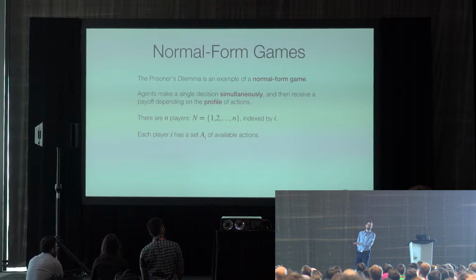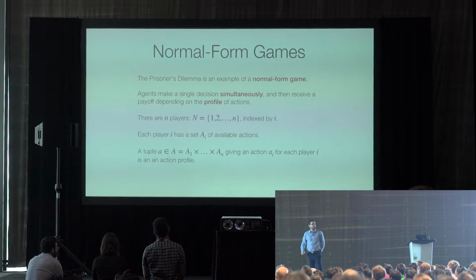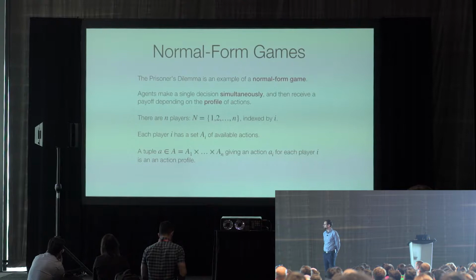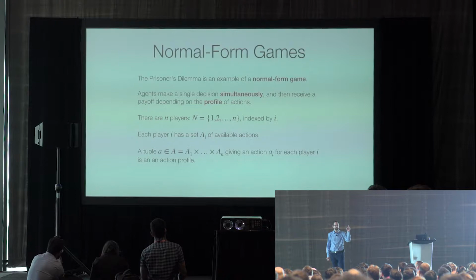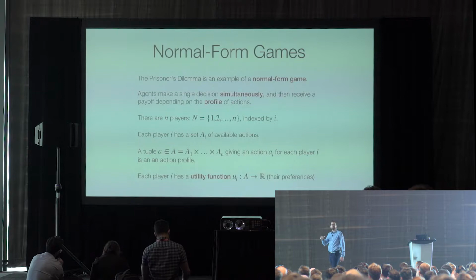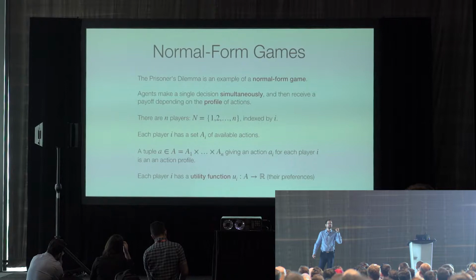We're going to be talking a lot about profiles. A profile is just a special kind of tuple that has one entry for every player. In particular, an action profile is a tuple that gives an action for every player. So an action profile is enough for me to look up in the normal form game what everybody's payoffs are. And then finally, the way you represent utility is you say every player has their own utility function. It just maps from action profiles to utilities. So once I've seen what action everybody takes, I get to figure out what my utility is. And I was showing you the output of those functions in the matrix.